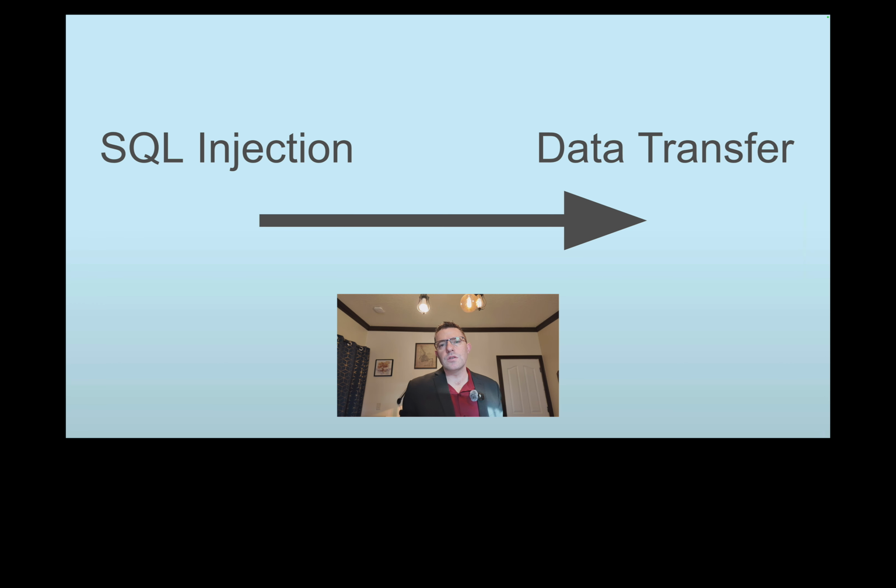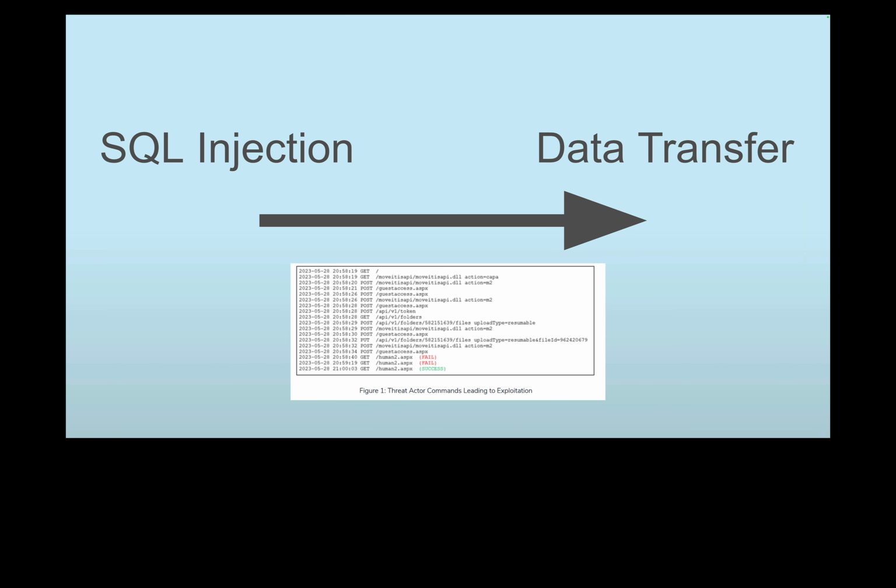Now, on the offset, this looks like a SQL injection attack and a data transfer, but if we drill down much deeper and take a look at logs, we can see that this is a series of different attacks that resulted in the data transfer and the information being exploited. Let's dive deep and take a look at these different ones and what could have been done to protect against it.